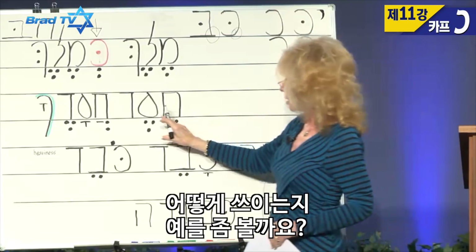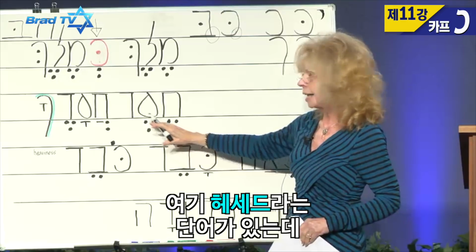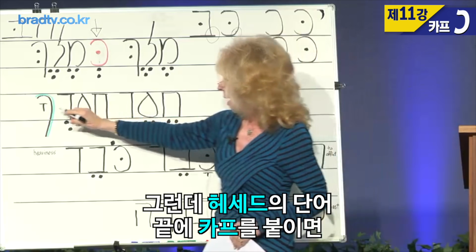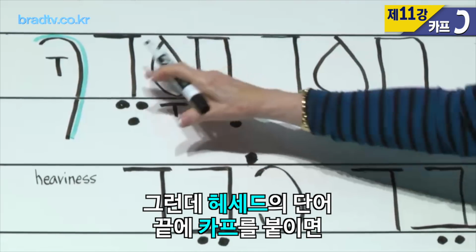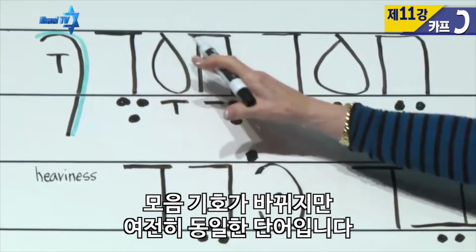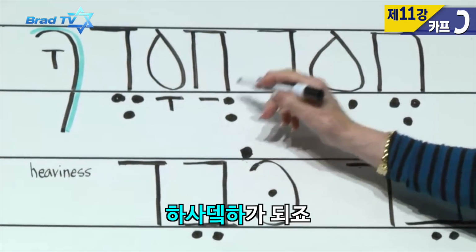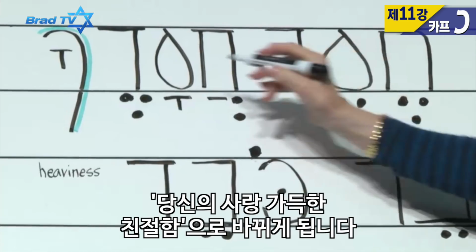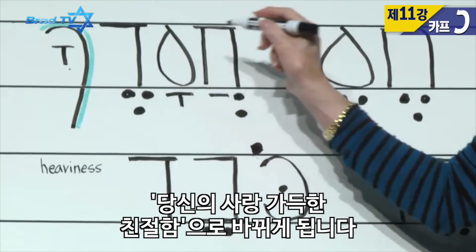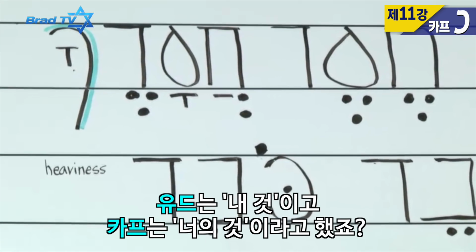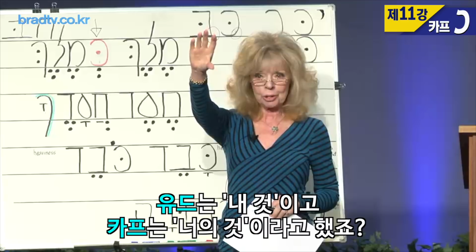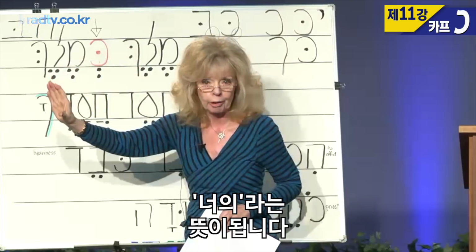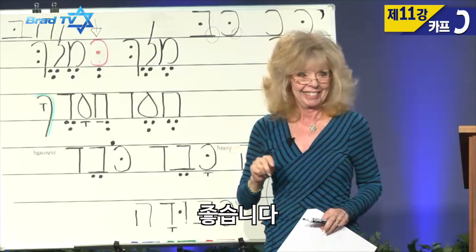All right, so here is an example of how that would work. Here's the word chesed, and that means loving kindness. But if you have a kaf at the end of the same word, chesed, though the vowel points changed, it's still the same word, you'd have chasdecha. And this is loving kindness. Now this means your loving kindness. Remember, yud is mine, kaf is yours. So if you see that kaf at the end of a word like this, it's going to mean your. Everybody understand that? Okay, good.